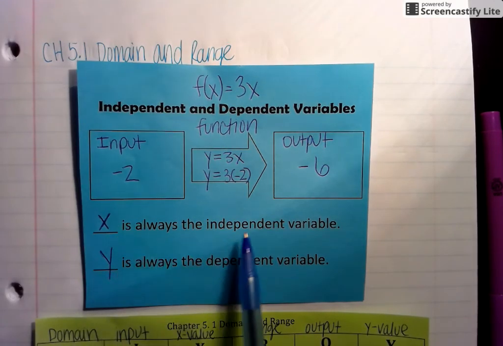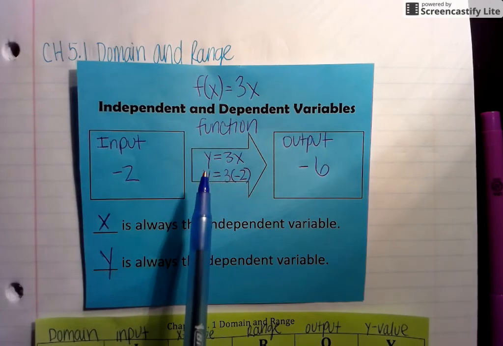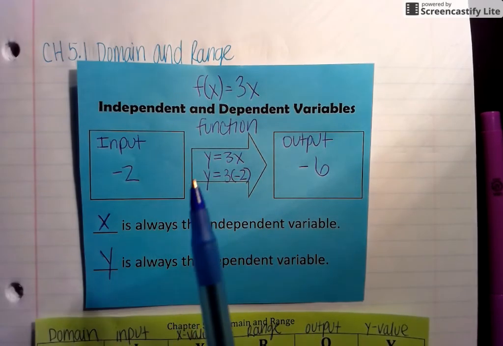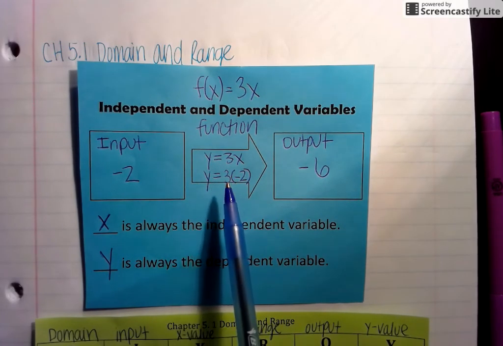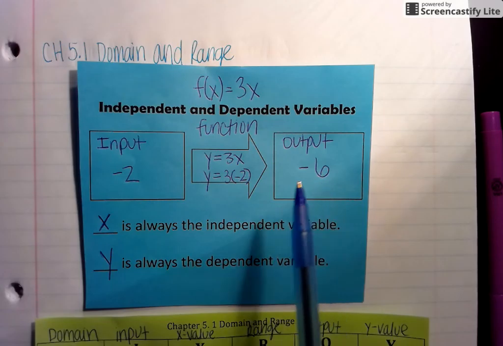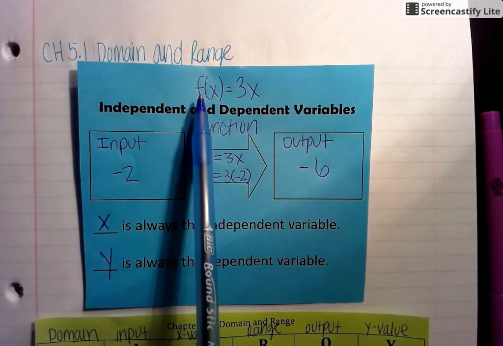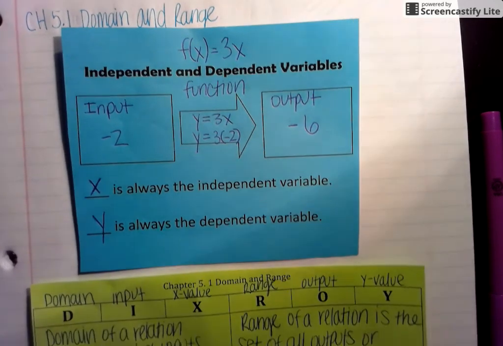So our x value is always going to be our independent variable, where our y value is always going to be dependent on what our x value is. The x value is independent because that's what we put in first, and then our outcome is dependent on what our input was. So we put in -2 into our equation, so y equals 3 times -2, which is going to give you a -6. You might also see it in that function notation where it says f of x, where it might be f of -2 equals 3x, and you'd still get the same output.